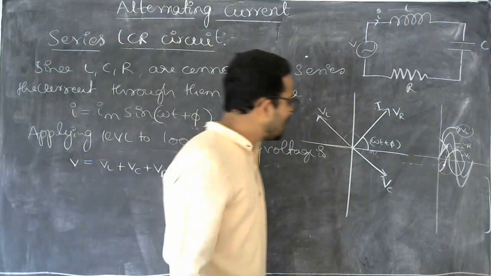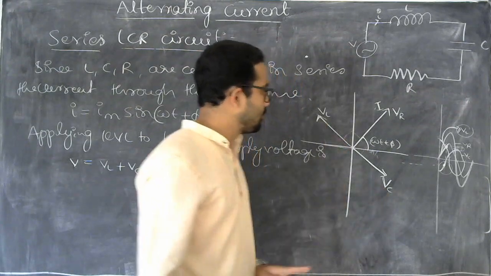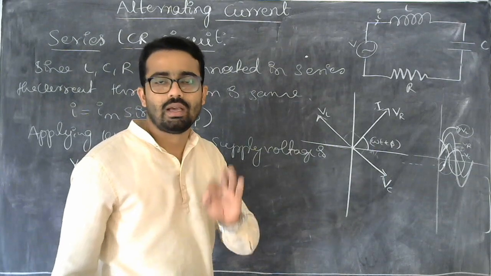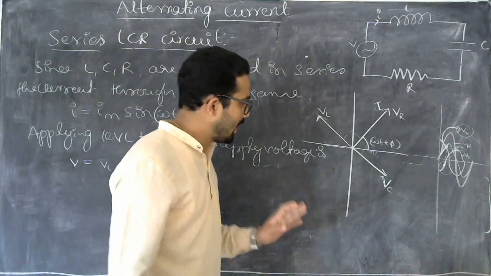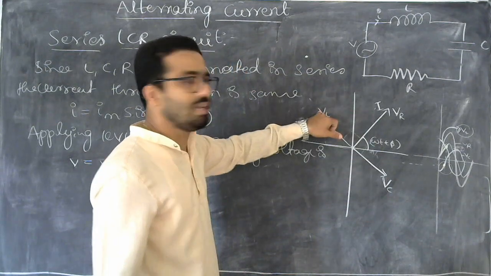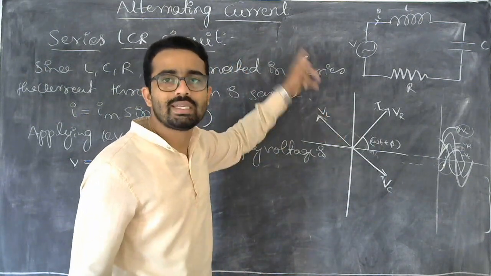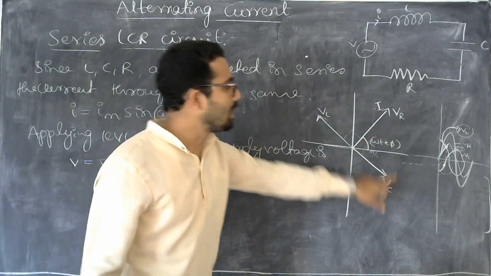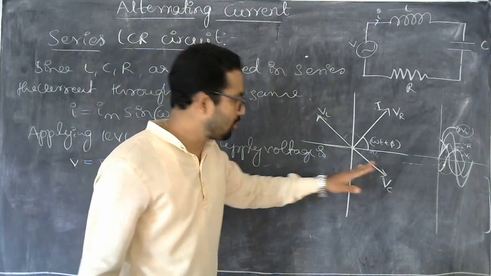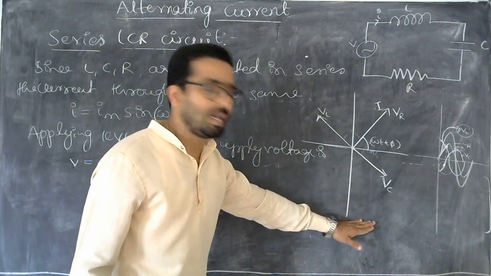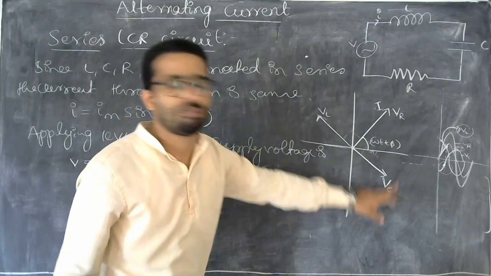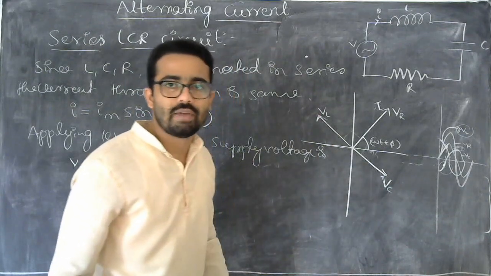To find the resultant phasor, we should take one condition: either the value of VC is greater than VL, or VL is greater than VC. In any case we can take. For this case, I am considering VC is greater than VL. So these are the voltage phasors. Phasor means it is a vector.